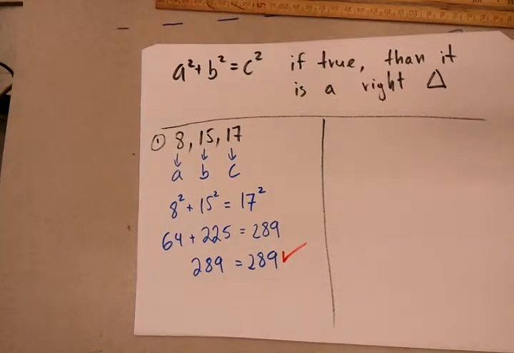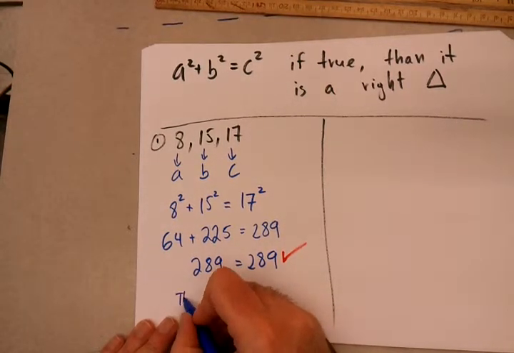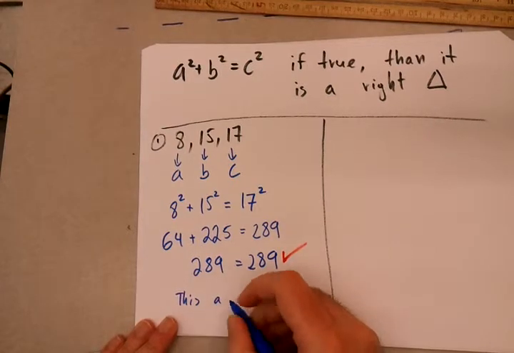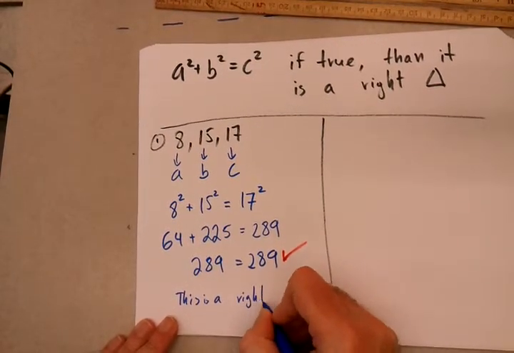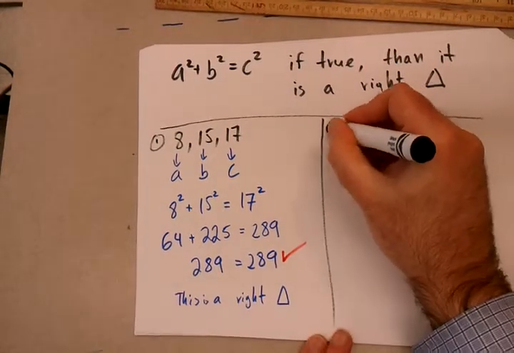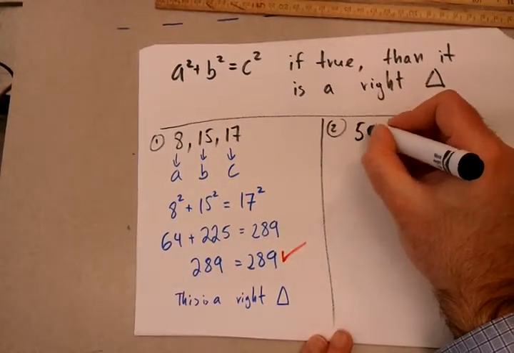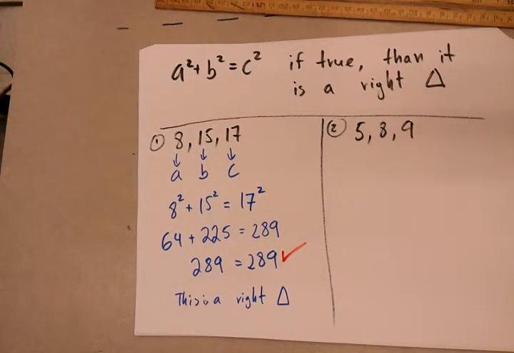So you can say that this is a right triangle. Good. Let's try another problem. Again, I'm going to give you three sides. The three sides are as follows: 5, 8, and 9.